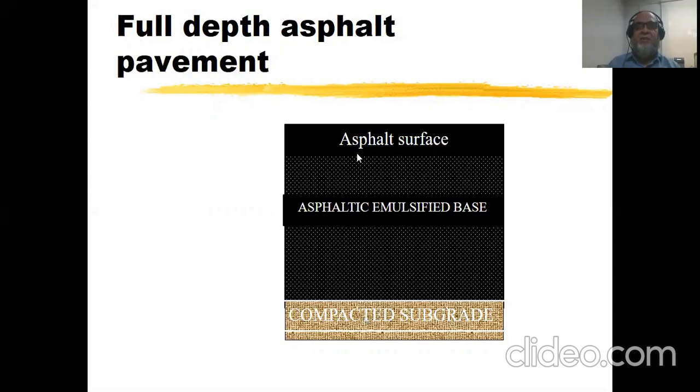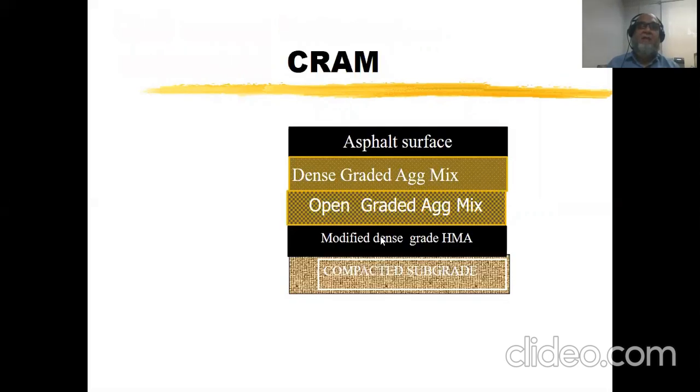It is used where countries don't have aggregate resources and have abundant asphalt, so they use it as the way of constructing asphalt pavement. Then what you see is the contained rock asphalt mat, and what I call a sandwich is that there is an asphalt layer at the top and an asphalt layer at the bottom, and in between them, there's an aggregate layer. So that is what's called a sandwich pavement, or a CRAM pavement. CRAM pavement is not very popular. It is being practiced and is still being researched. But the common practice is the conventional pavement.